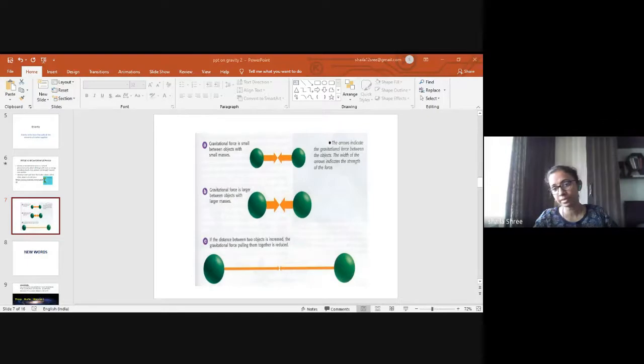Understood? Now, I can say distance and gravitational force are inversely proportional. So can you tell me what is the meaning of inversely proportional? I explained what is directly proportional. Now I told you something called inversely proportional. Can you tell me what is inversely proportional, Adi?